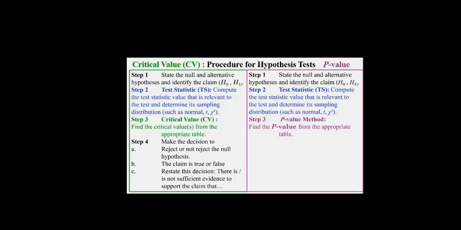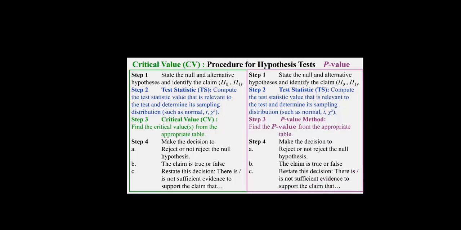When it comes to the p-value, you do exactly the same thing. As far as the decision making, it is identical. The only thing is you compare the p-value, which is the area, to alpha. So p-value is compared to alpha. If it's larger than that, you don't reject H0. If it's less than that, you do reject H0.